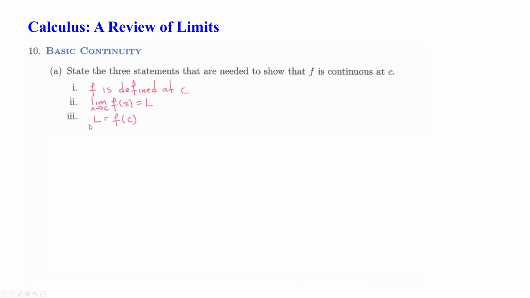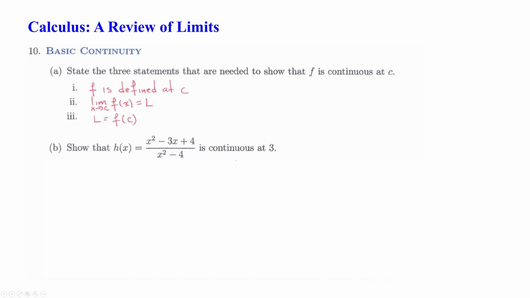Then this value L, which is the limiting value, that's the value of the limit, must equal the functional value. If all 3 of these things hold, we say f is continuous at c. So let's use this to show this rational function is continuous at c. Well, we want to investigate the limit.